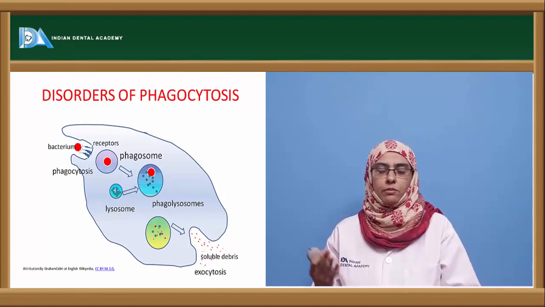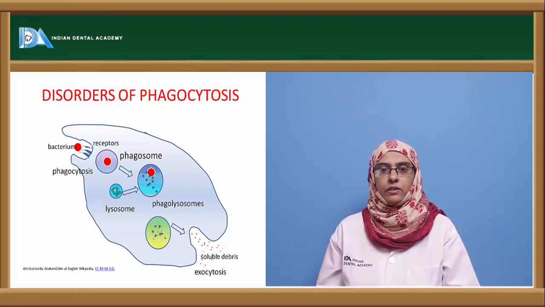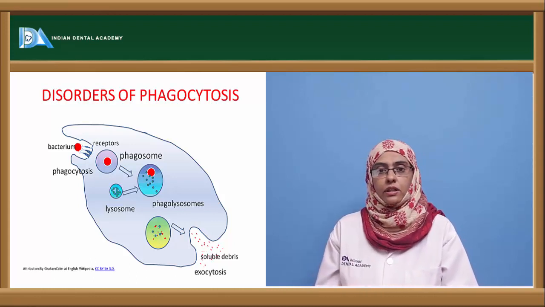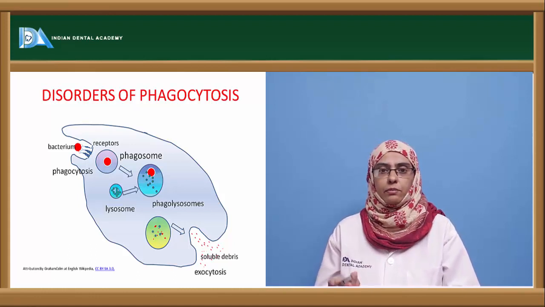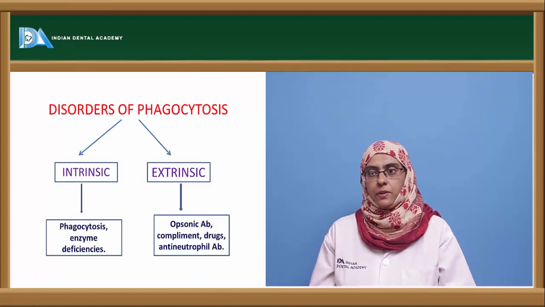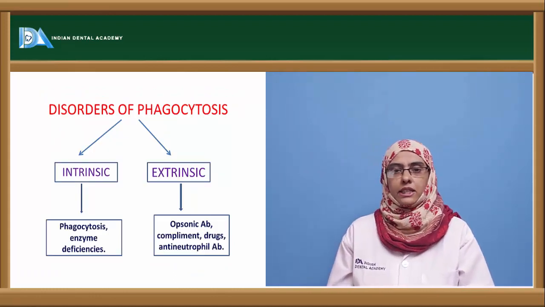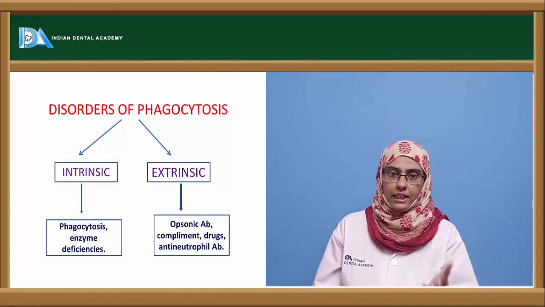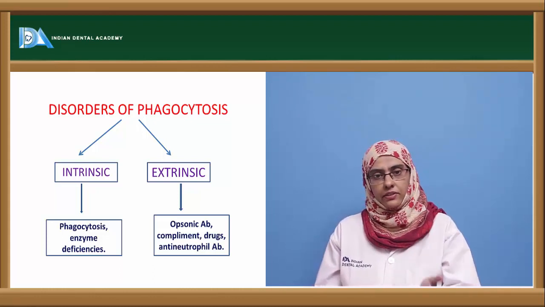So cell mediated immunity can be active only after the antigen has been processed and presented along with the MHC molecule, which is seen on the phagocytes. So any disorder or defect in phagocytosis can lead to different types of immunodeficiency disorder, usually affecting the cellular immune response. Now these disorders of phagocytosis can be due to intrinsic or extrinsic factors.